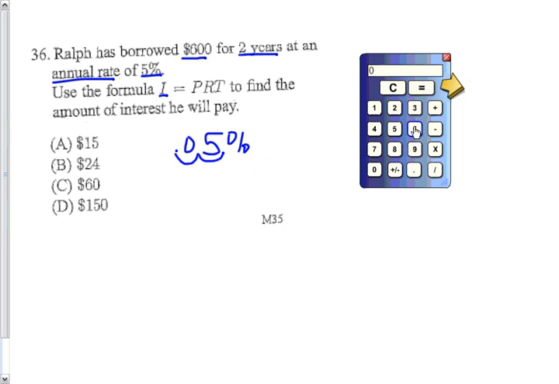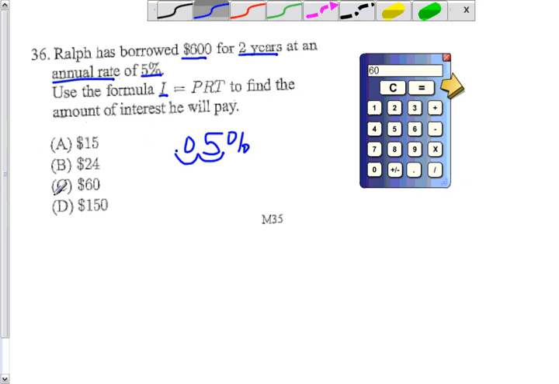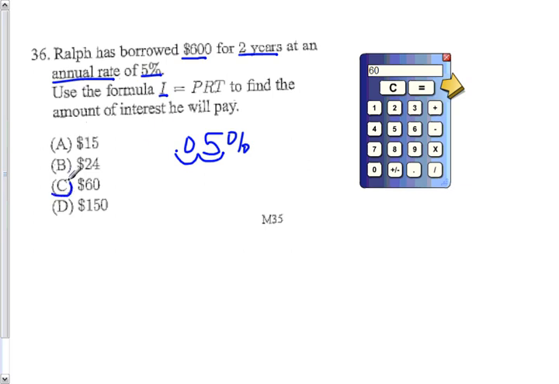So we'll jump over here to the calculator. We'll do 600 times 0.05, and that is the percent rate, the interest rate we're paying, as a decimal. And we'll multiply that by our 2 years. So he is going to pay $60 in interest over the 2-year period.